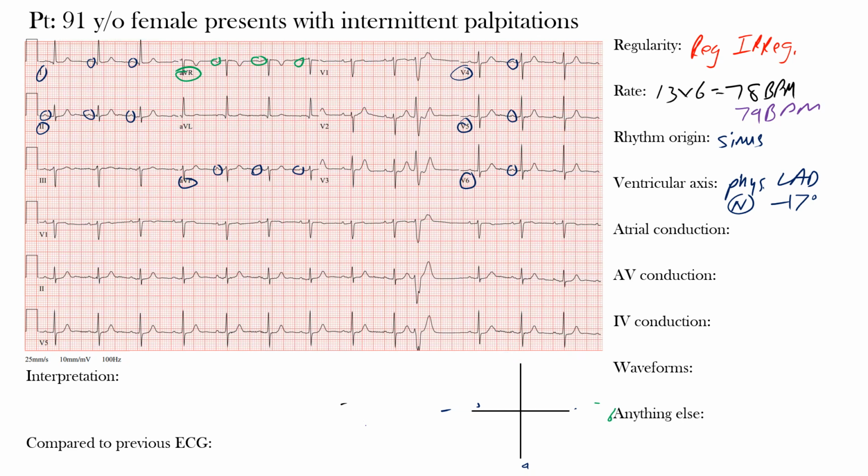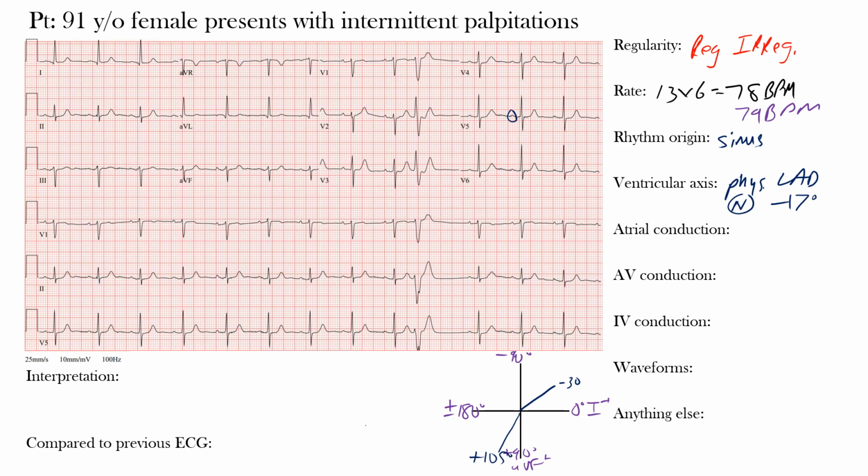All right. So one of the main leads we want to look at, and there are multiple ways you can find the axis, but the best way, and sometimes the easiest, is looking at leads 1 and AVF, and then if you have to, look at lead 2. So we'll do that here. So remember, this is 0 degrees, where the positive end of lead 1 sits. This is positive 90 degrees, where the positive end of AVF is. This is plus or minus 180 degrees, and this is negative 90 degrees. Now remember, normal axis lies between negative 30 degrees and positive 105 or 110 degrees, meaning that all this here is considered normal axis.